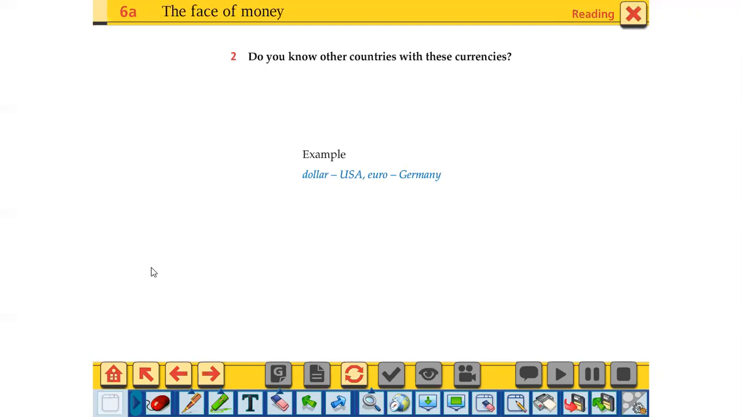Do you know other countries with this currency? Okay, for example, dollar: USA. Euro: Germany. Maybe the peso or other currency have other countries, okay, they use. You have to find, okay?